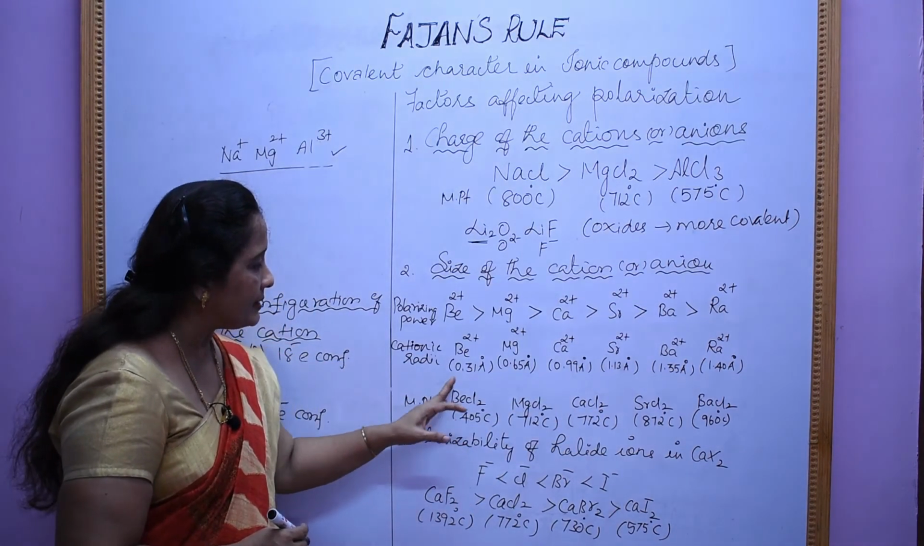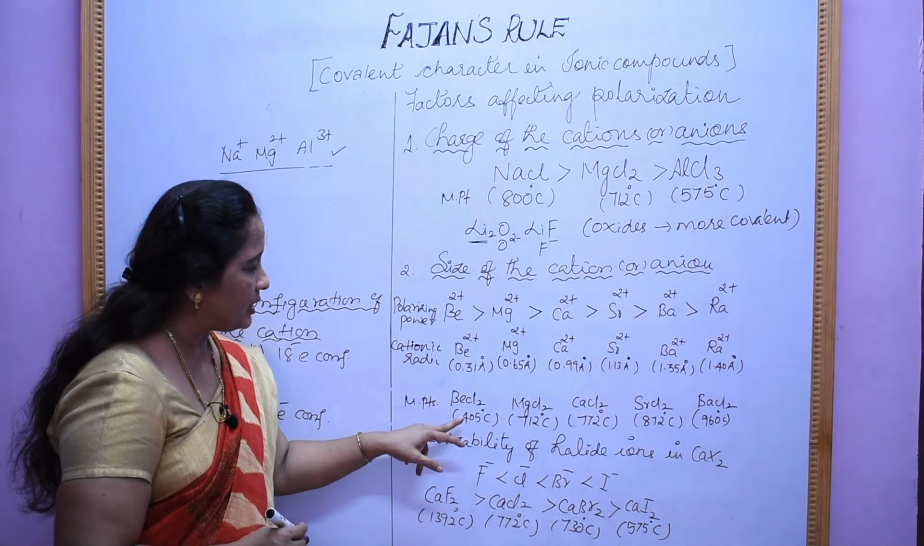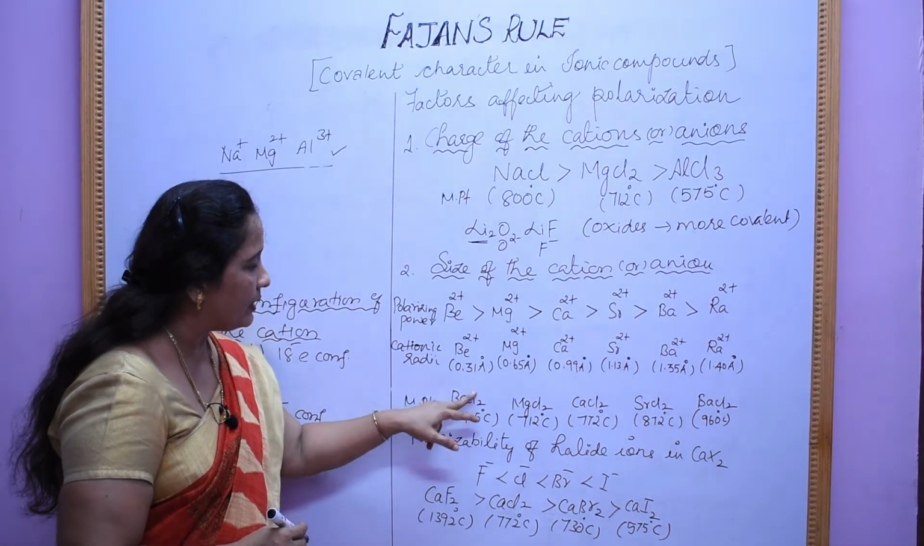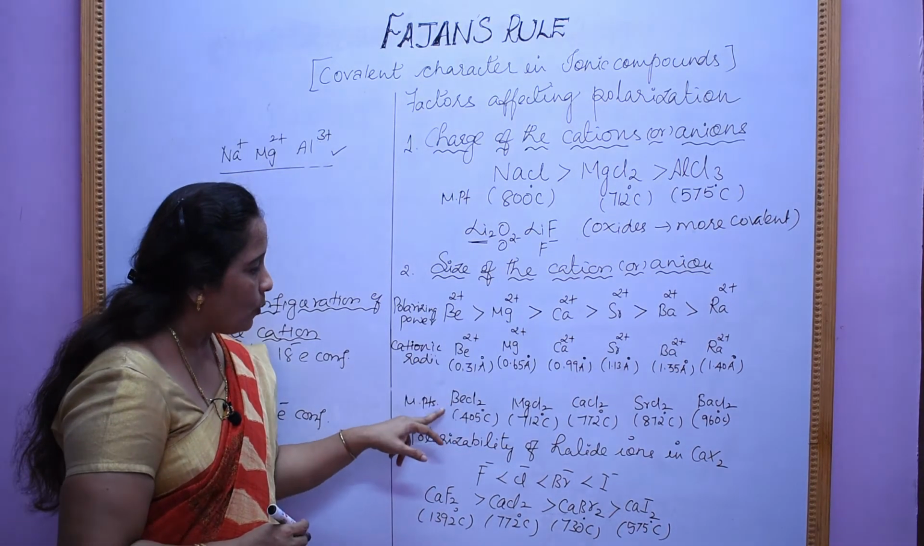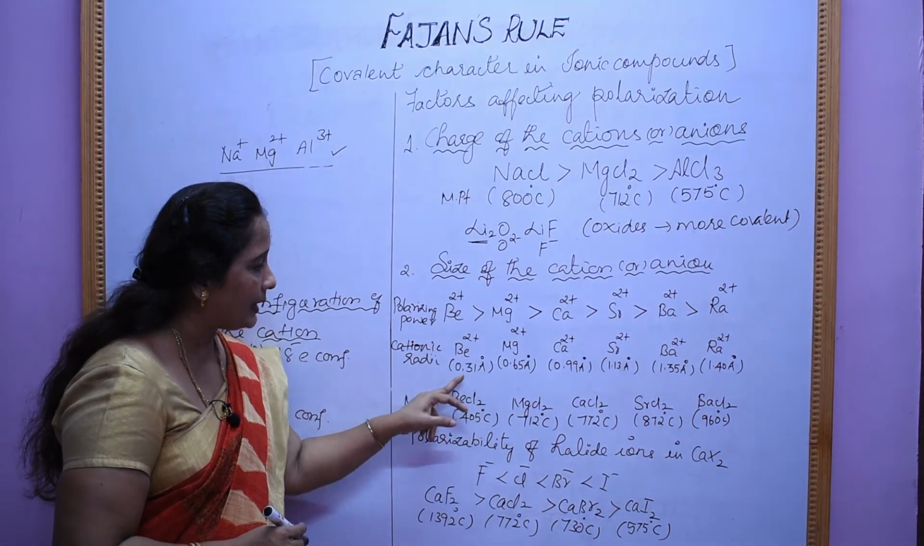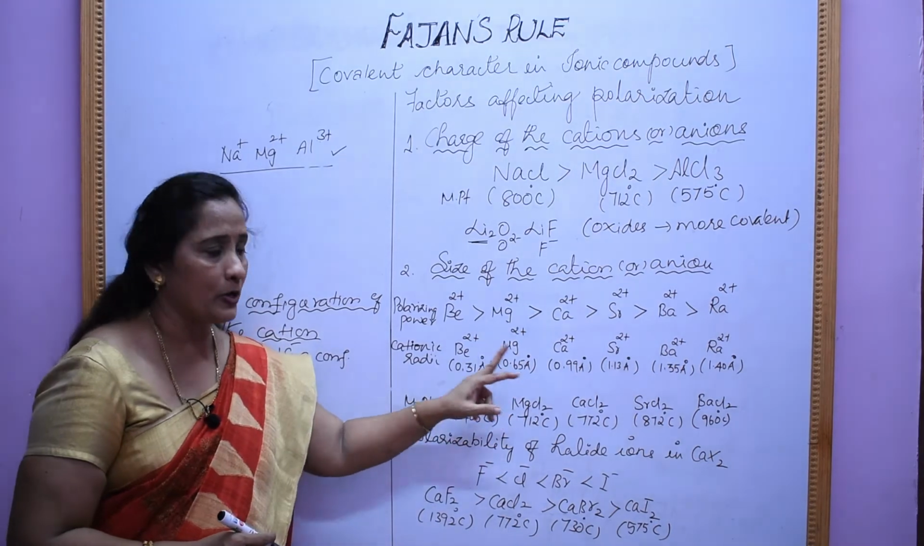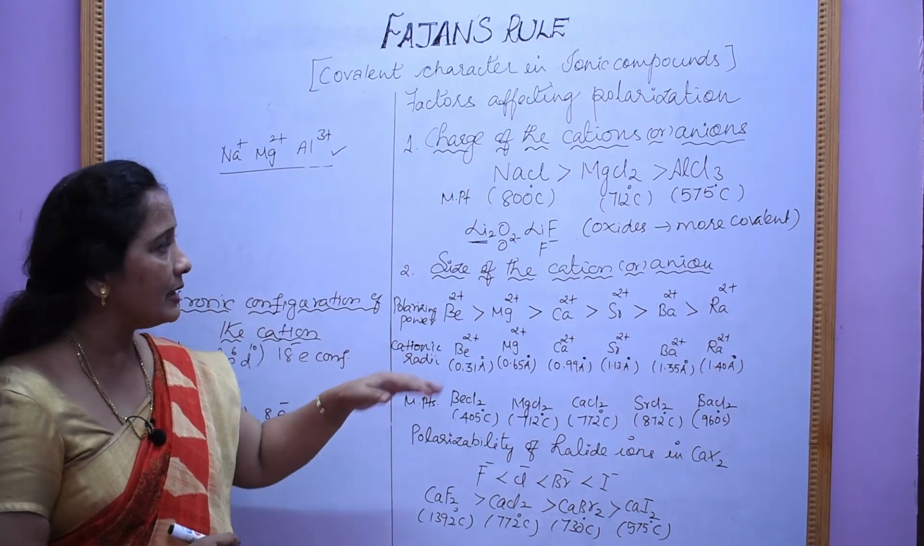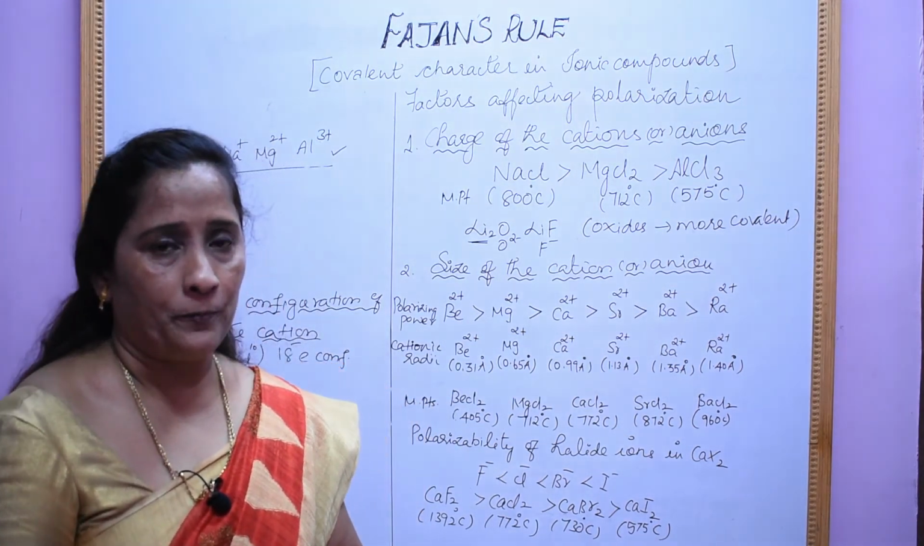And it has a more covalent nature because Be2 plus has more polarizing capacity. Why does it have more polarizing capacity? Because its cationic radius is small when compared to the remaining ones. So this is regarding the size of the cation.